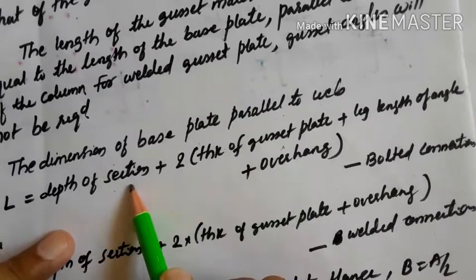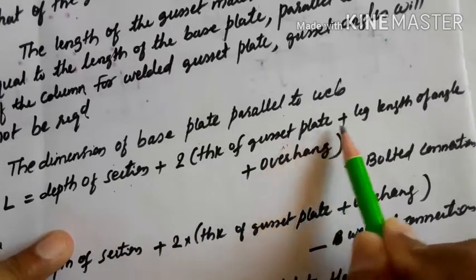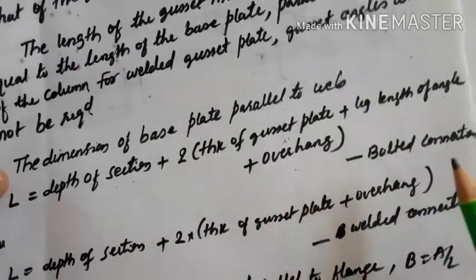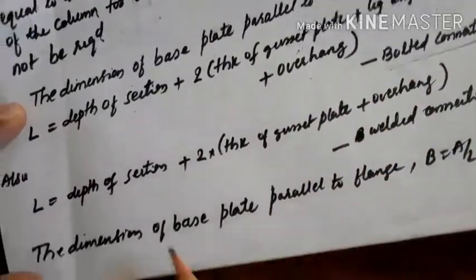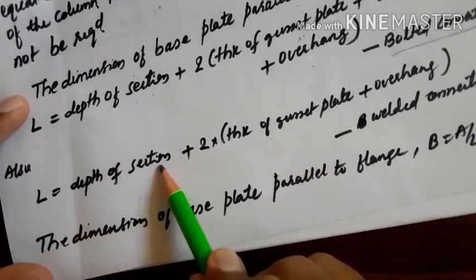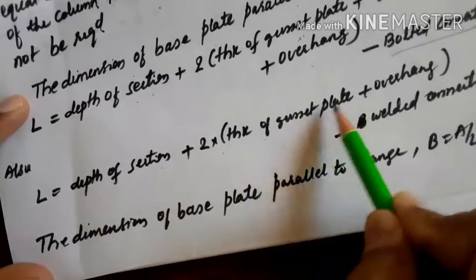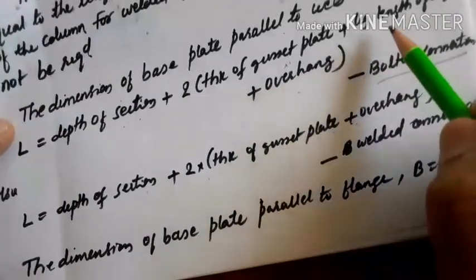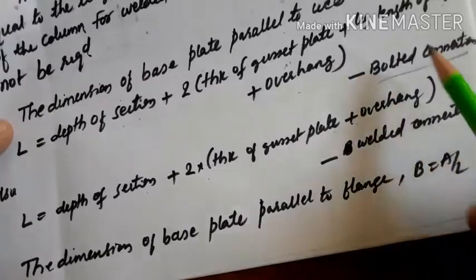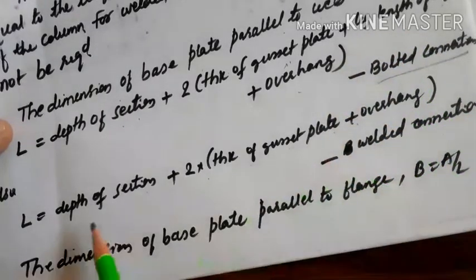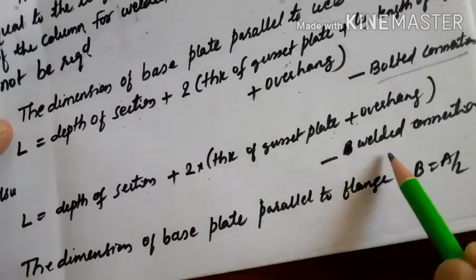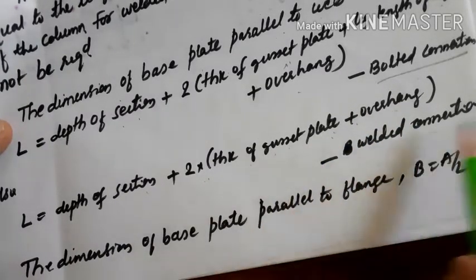Depth of the section plus 2 into thickness of the gusset plate plus leg length of one angle, then overhang. This is for bolted connections. Then for welded connections, depth of the section plus 2 into thickness of the gusset plate plus overhang, because angle sections are not provided in welded connections. Angles are omitted here. That is for welded connections. How will it be? I'll show you.